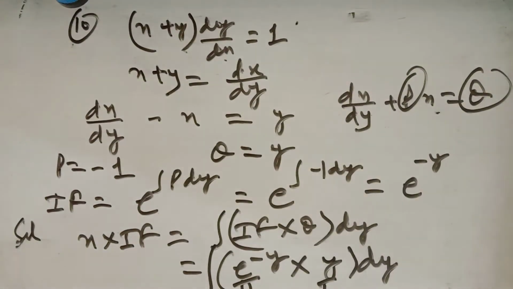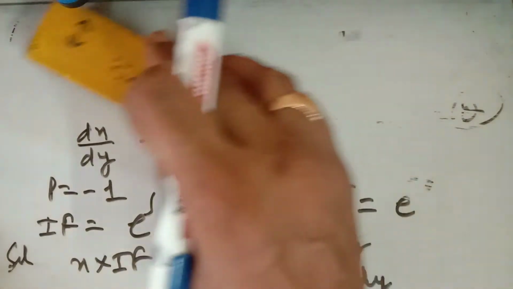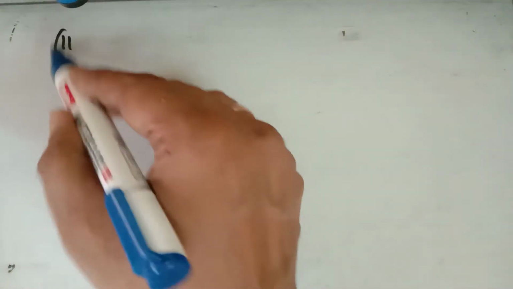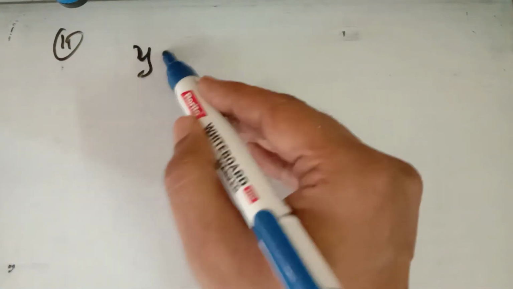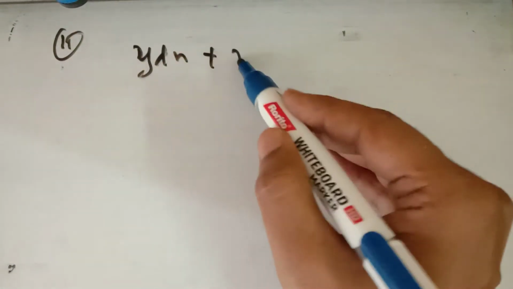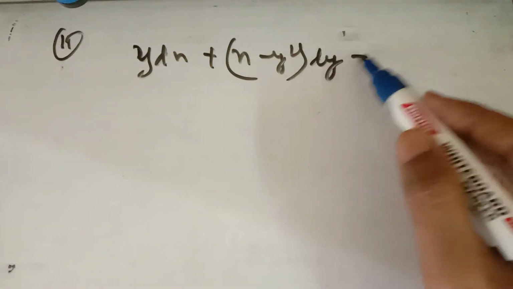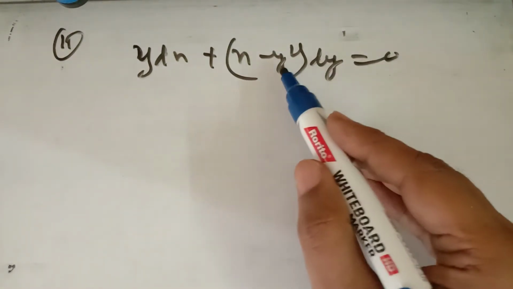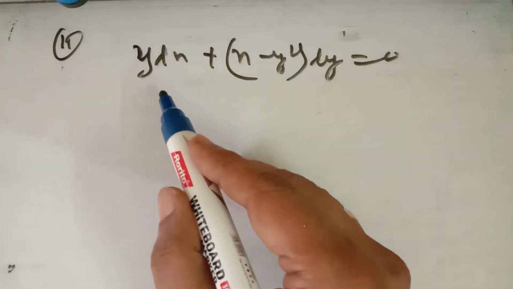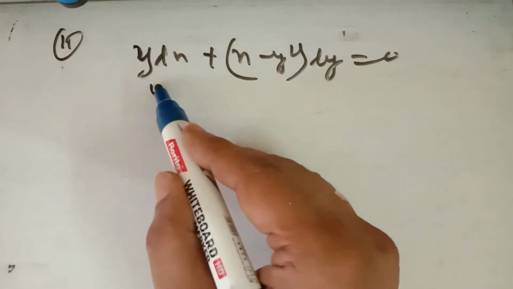So this is the linear differential equation of the second type. Why? Because dy/dx is being multiplied with y. Wherever the dy/dx is getting multiplied with y, it is not a first type linear differential equation. If you see the 11th question also, it is y dx plus x minus y square dy equal to 0, because dy/dx is getting multiplied with y, so it is not a first type linear differential equation.